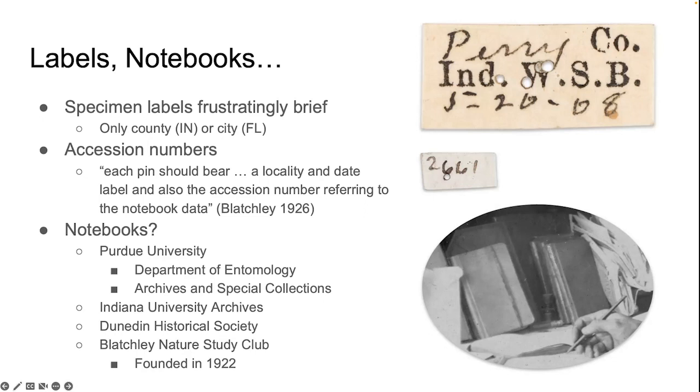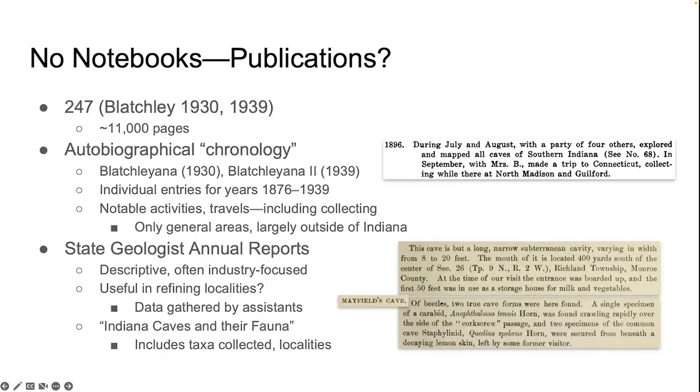So, spurred by this presence of accession numbers, I've started to compile the accession numbers and try to correlate those to the dates of the specimens. And how do we do this if we don't have Blatchley's notebooks? Well, Blatchley wrote copiously, some 250 publications, totaling at least 11,000 pages.